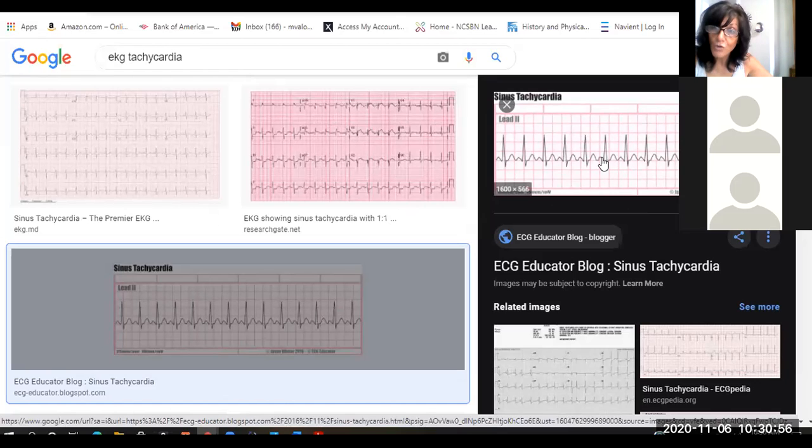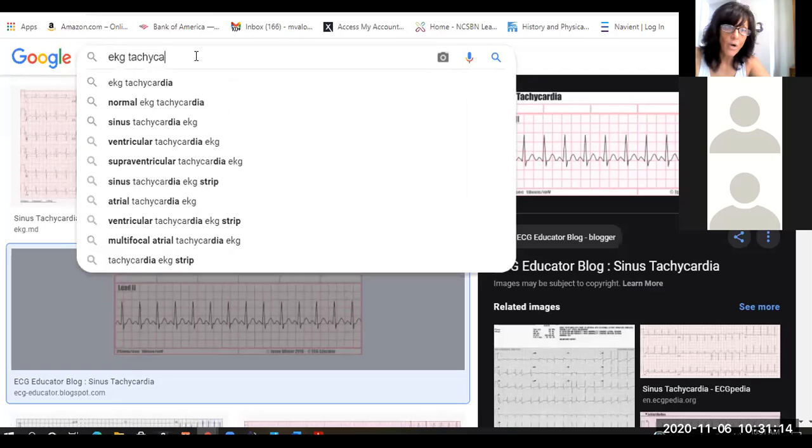So you look at this strip, see how close together these are? Lub dub, lub dub, lub dub, lub dub. This patient needs metoprolol or propranolol or labetalol. Beta blockers are the lols, okay? So that's a sinus tach. They're really close together. Sinus tachycardia.